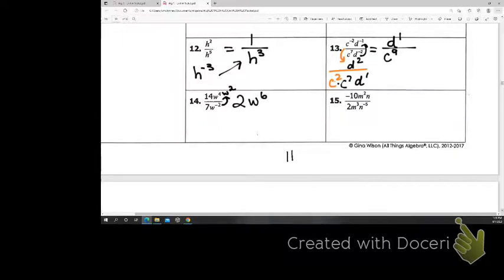And it's no fraction anymore because there's nothing left in the denominator, so there's no reason to write it as a fraction. For 15, negative 10 divided by 2 is negative 5. The higher power of m is in the denominator, so I'm going to write it down there. The higher power of n is in the top. There's 1 n up there, positive 1, plus those 5 move up to make 6 total.